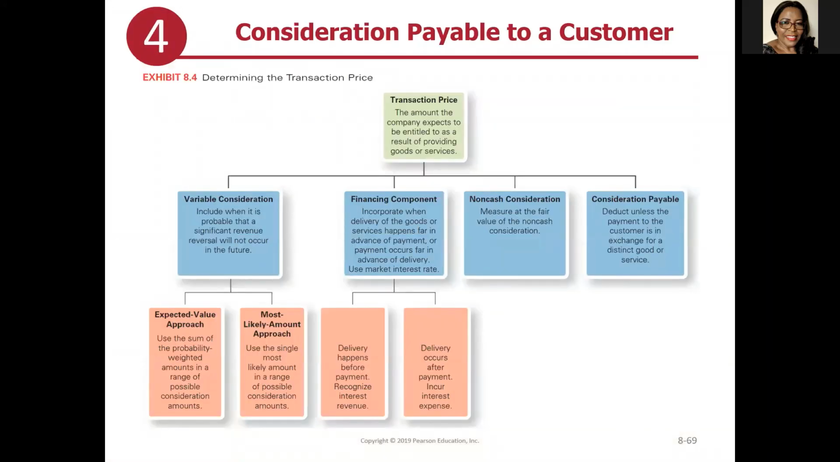Here in Exhibit 8.4, it summarizes the process of determining the transaction price. Again, the transaction price is the amount the company expects to be entitled to as a result of providing goods or services. You have your variable consideration, a financing component, non-cash consideration, and then the consideration payable. This is just a summarization as to how to determine the transaction price.